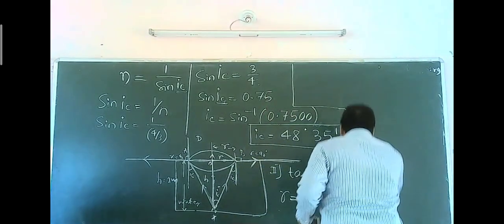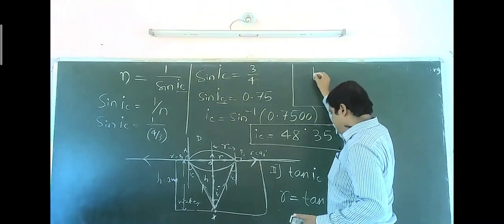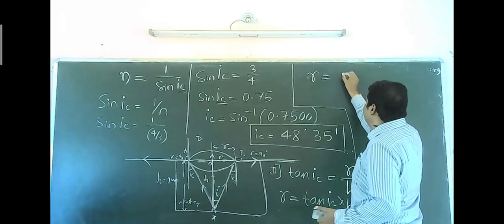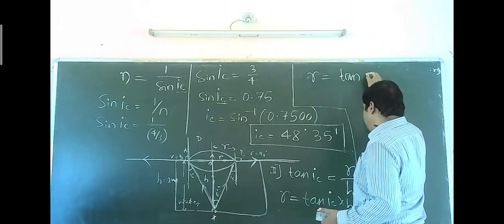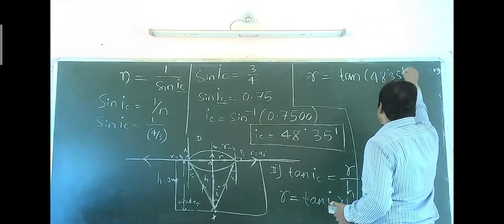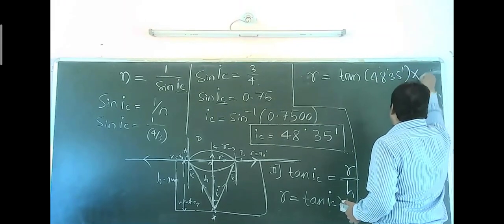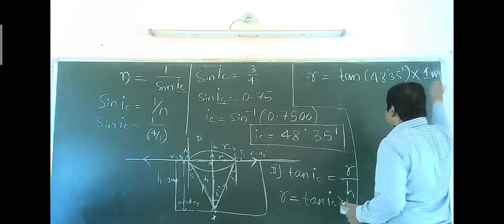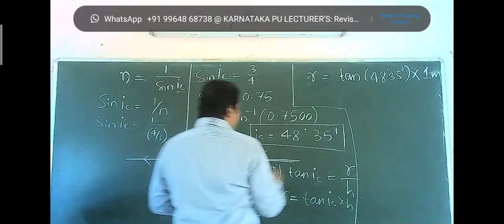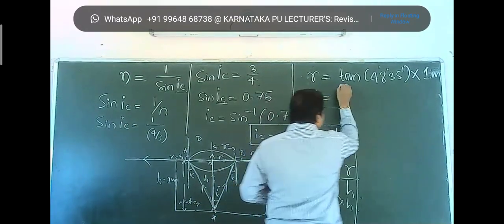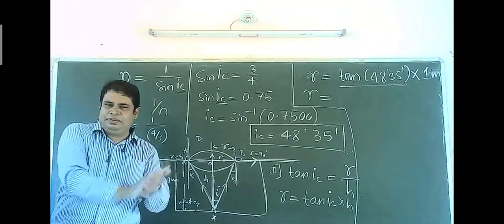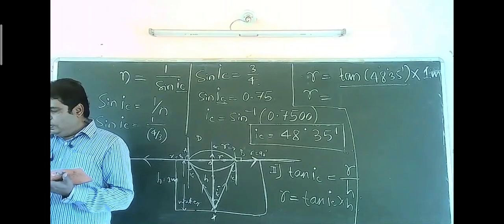See, R is equal to tan 40 degree 35 degree into H, which is 1 meter. It is given in the assignment only, no need to convert. Okay. Now R is equal to, once again we need this tan, with the help of your log table only.